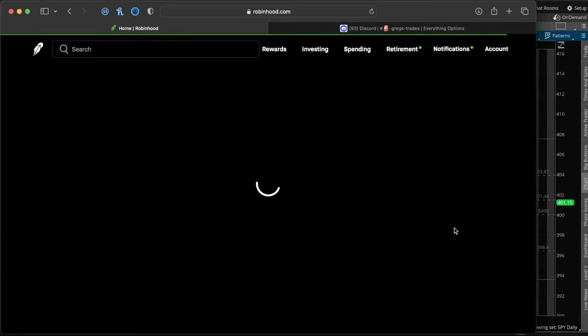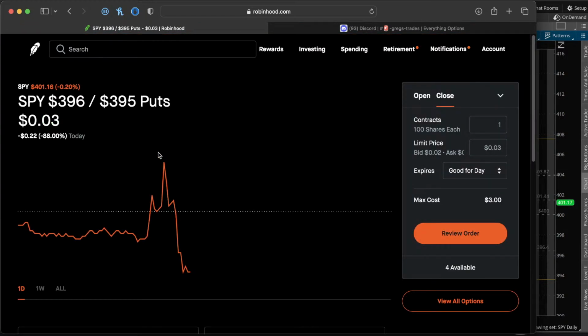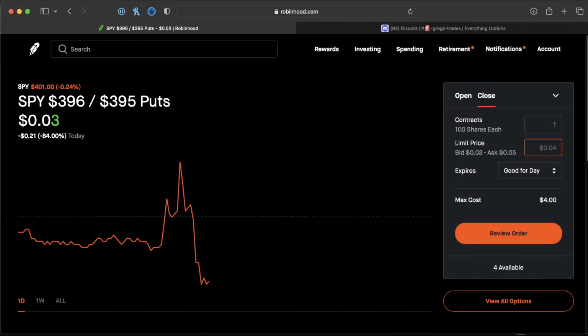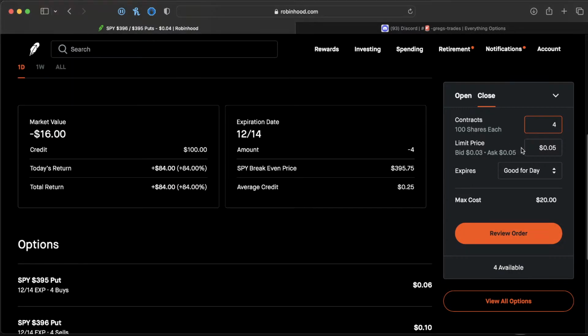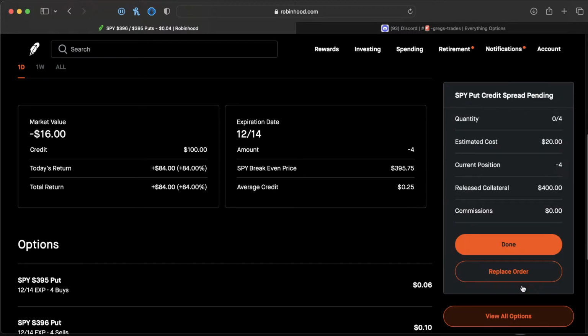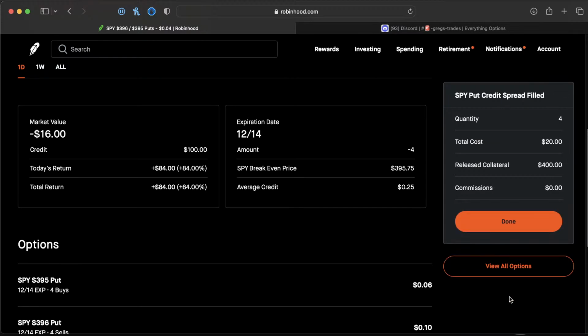What else we got here? We got that 395, 396. These are basically worthless at this point. We could probably let these expire, but I'm going to close it just for safety purposes. I don't want to have to deal with getting assigned if it goes between the strike prices. So I'll close them at 5 cents. I originally opened them at 25, so another nice little small profit. If it closes at that price, let's see. There we go. Yep. All right.